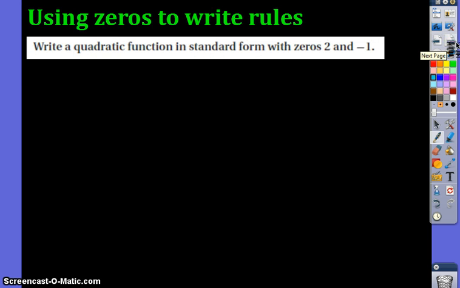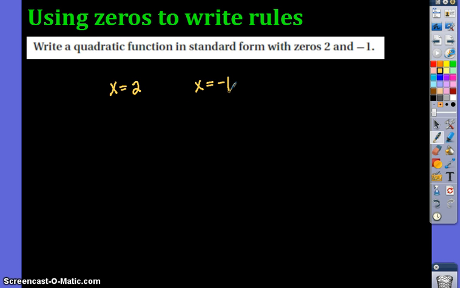Okay, this is a little bit more straightforward. This one says write the quadratic function in standard form when you have zeros that are 2 and negative 1. So this time they've given you the zeros and they say, okay, work back, give us the standard form of this. Remember what the zeros are. That's where we touch the x-axis. So in other words, that's where x is equal to 2 and where x is equal to negative 1.